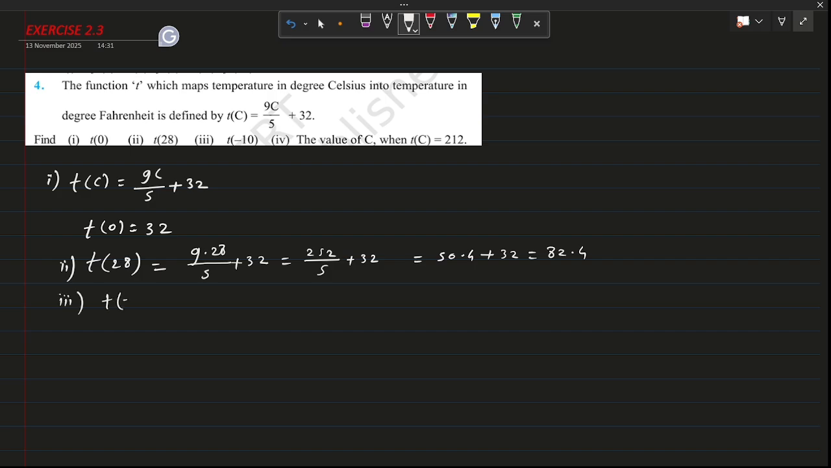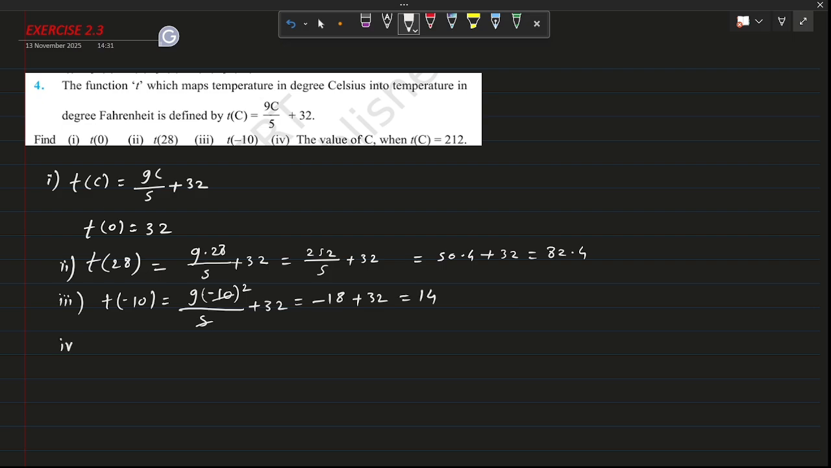Now T of minus 10 is equal to 9 into minus 10 divided by 5 plus 32, which is equal to minus 18 plus 32. This is minus 18 plus 32, which is equal to 14.